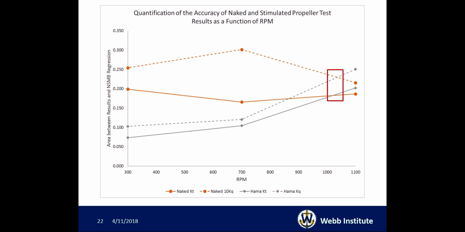Notice here, at an RPM around 1,000, the HAMA propeller begins to agree with the test results at lower Reynolds numbers, or RPMs, better than the unstimulated propeller, which would be an expected result if turbulence was in fact stimulated.